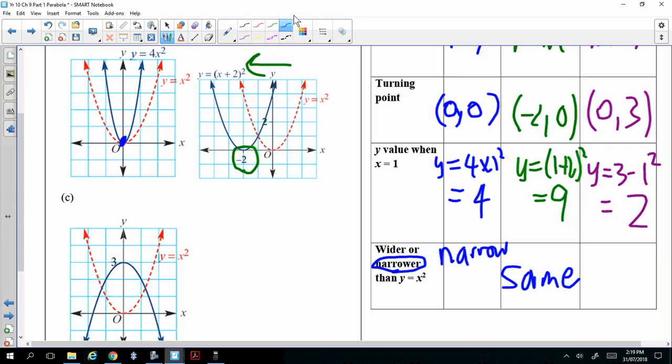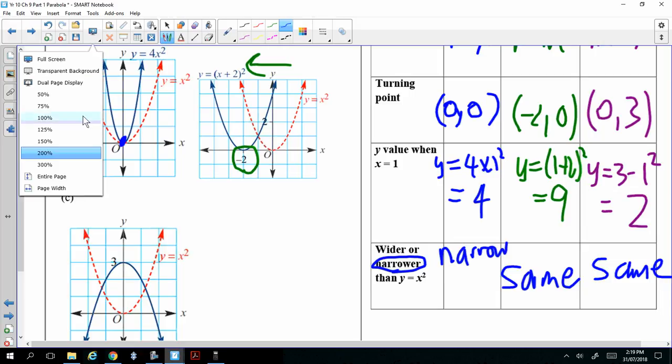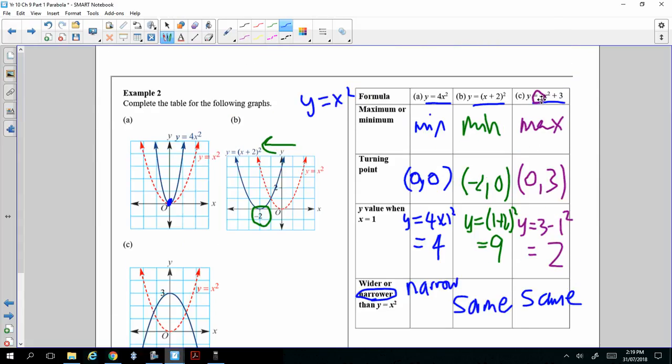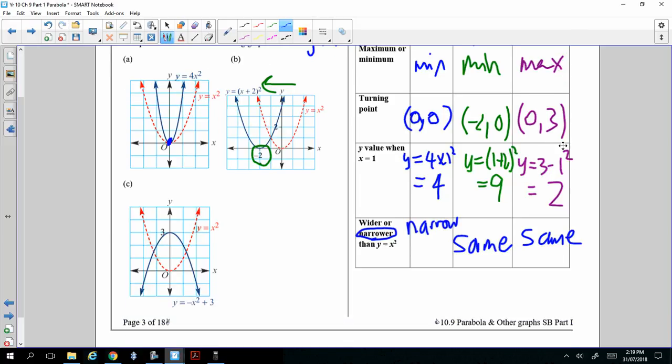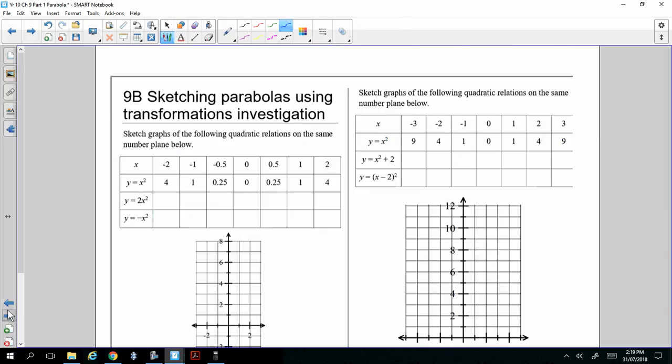Okay. All right, good. So we see these 3 examples. Just remember, if there's a negative, it's concave down. Positive is concave up. And that's all. So we'll do the next page next lesson. Today just do exercise 9A.